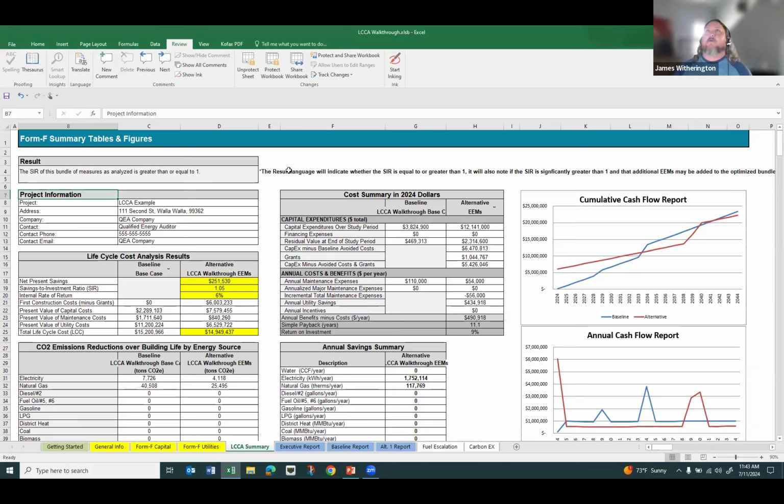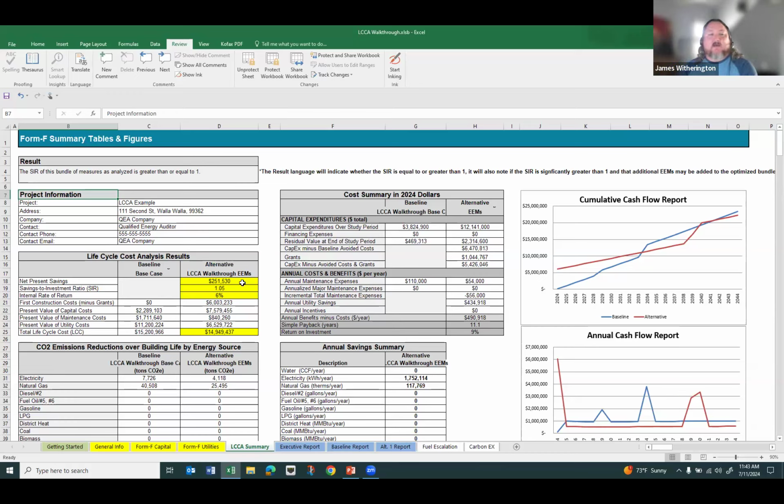And what it'll let you know is that, kind of like I was saying earlier, if you have EEMs that were determined to not be cost effective through a simple payback analysis, you could consider including them in this optimized bundle, and you may still get an optimized bundle that has an SIR that is greater than or equal to 1. So it's really an optional piece of, if you want to implement more EEMs, this will allow you to conduct that analysis to make sure that your full bundle is cost effective.